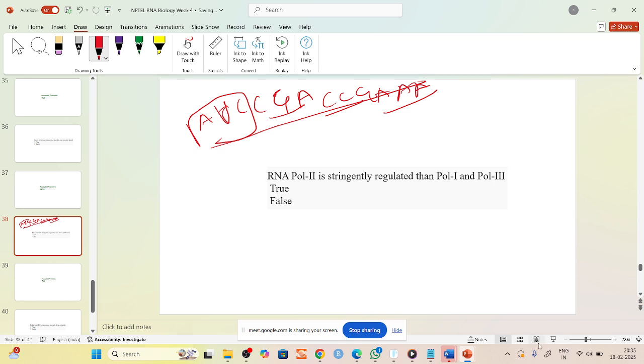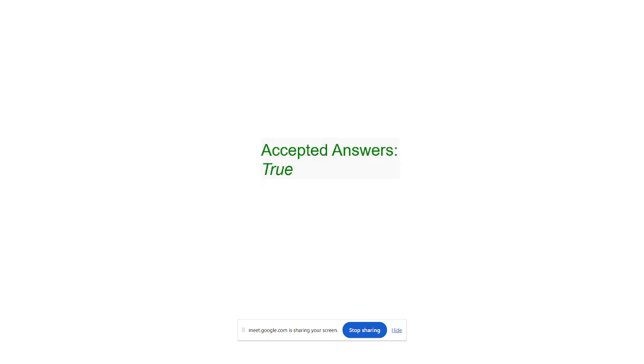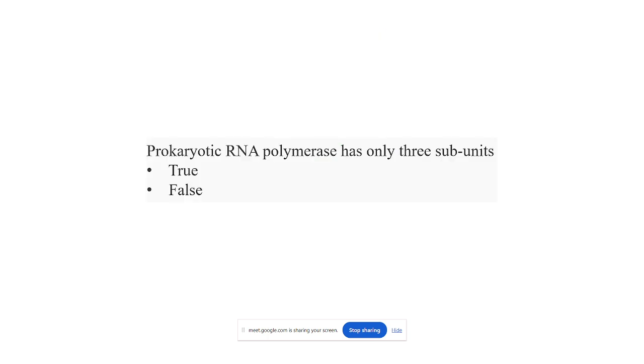So, the next question is, let us see the next question. Prokaryotic RNA polymerase has only 3 subunits. True or false?